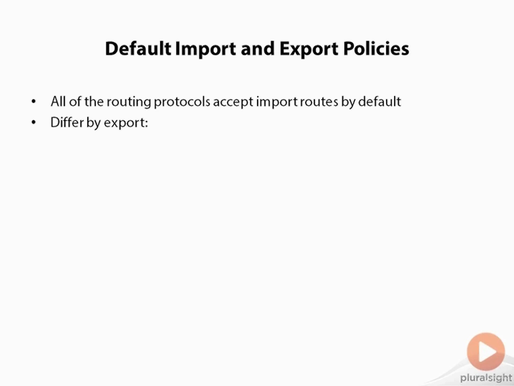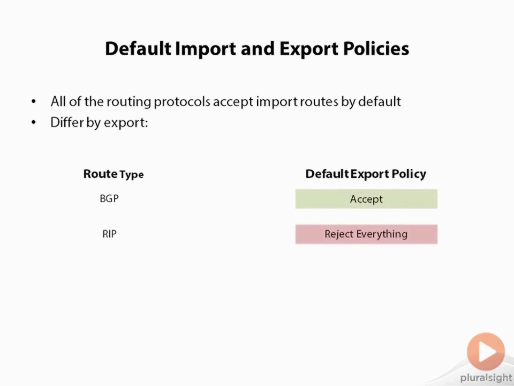The default export policy for BGP is to accept and export active BGP routes. The default export policy for RIP is to reject everything. You must configure an export policy for RIP to allow any export routes. The default policy for OSPF is also to reject everything.